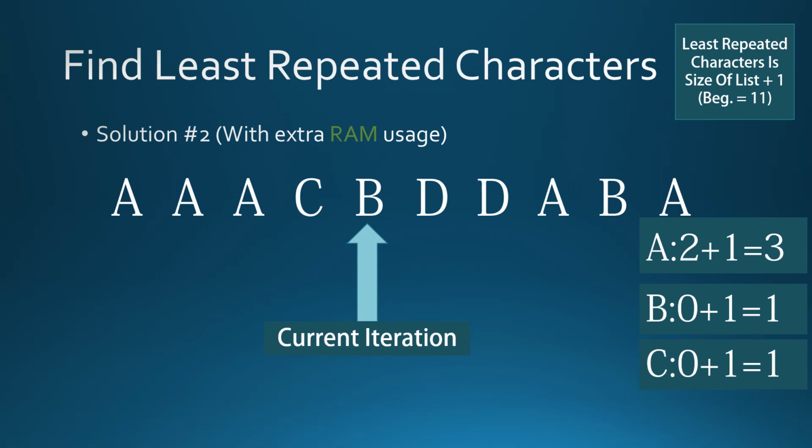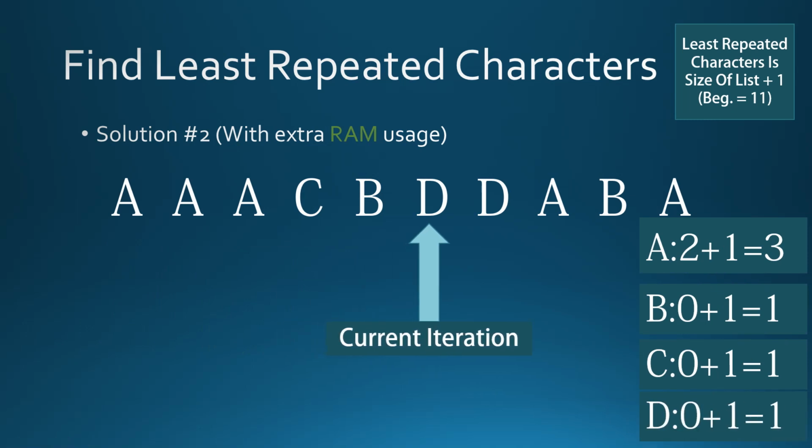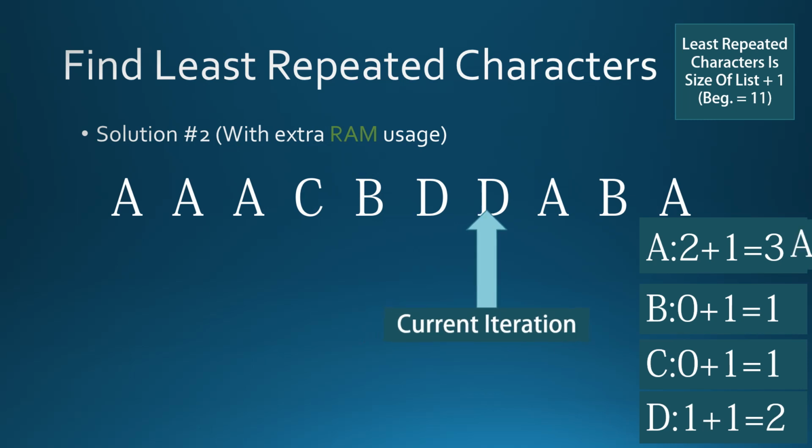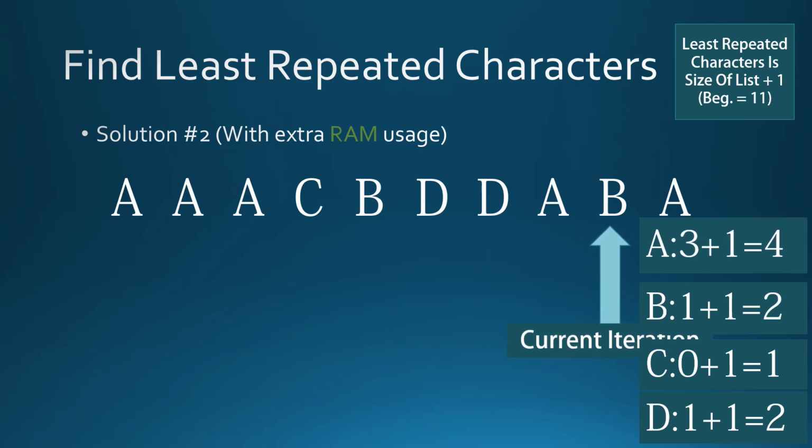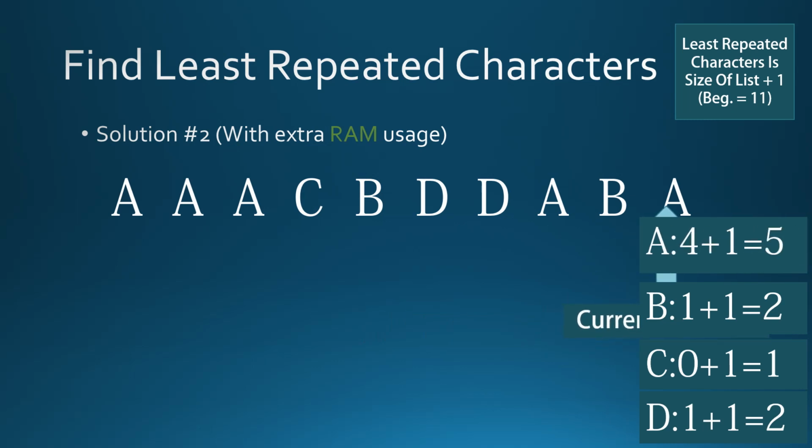B, the same, incremented by 1. D, starting at 1 and incremented by 1. Now we're visiting C again, we just incremented it by another 1. B, incremented also by 1, and finally A.